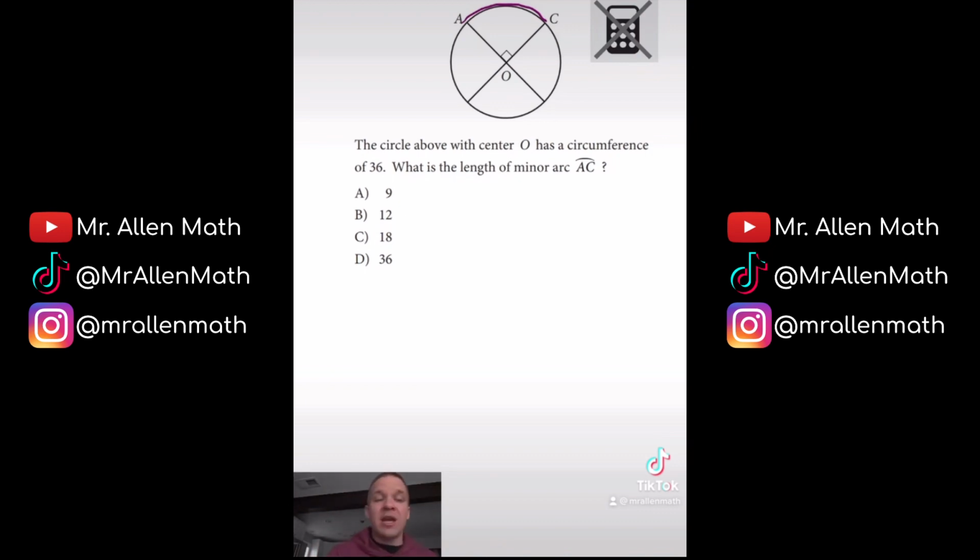Well, that arc is associated with the central angle right here, which is a 90-degree angle. A total degrees of a circle would be 360 degrees. And if I'm working with 90 of that, that's just a fourth of the circle. So if my circumference is 36, what's a quarter of 36? 9. 36 divided by 4 is 9. That's my answer. No big deal. Only a little bit of math.